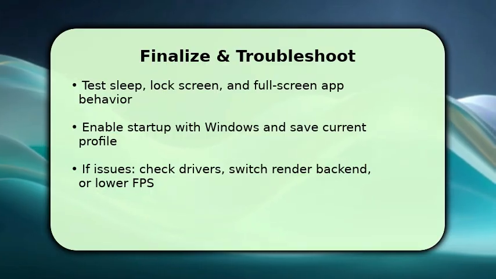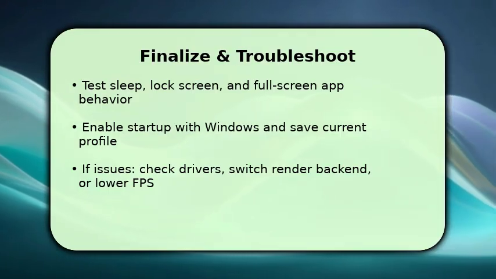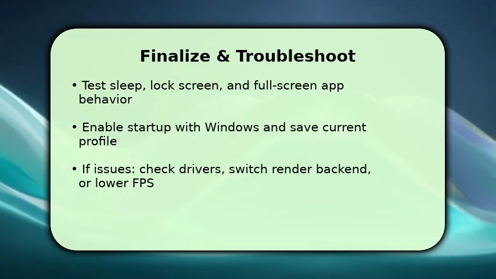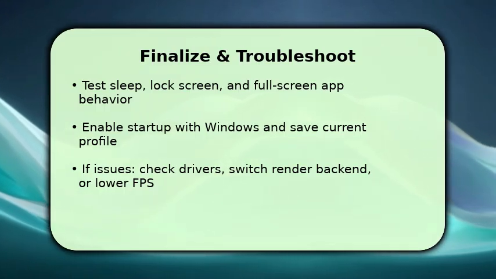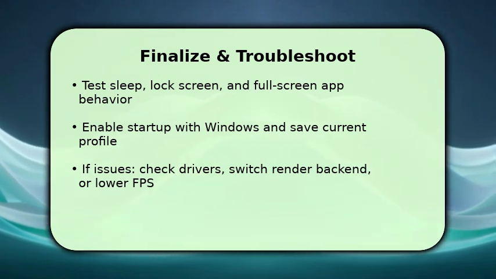If playback is choppy, update GPU drivers, switch the app's render backend between DirectX and OpenGL, or reduce resolution. One key troubleshooting tip: restarting the Wallpaper Engine service often clears permission or GPU allocation glitches.